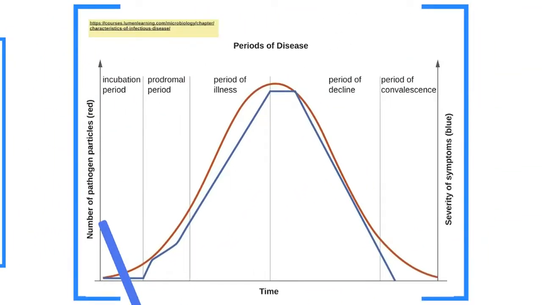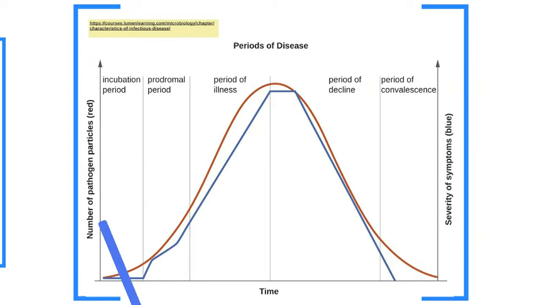The disease follows a very predictable process. Red is the number of pathogens that can be assessed, usually in the blood. The blue line is the severity of symptoms. And you'll see that when someone is first exposed, which is the start of the incubation period, there are no symptoms. However, the number of organisms is increasing. Then there's a very dramatic increase of symptoms and organisms.